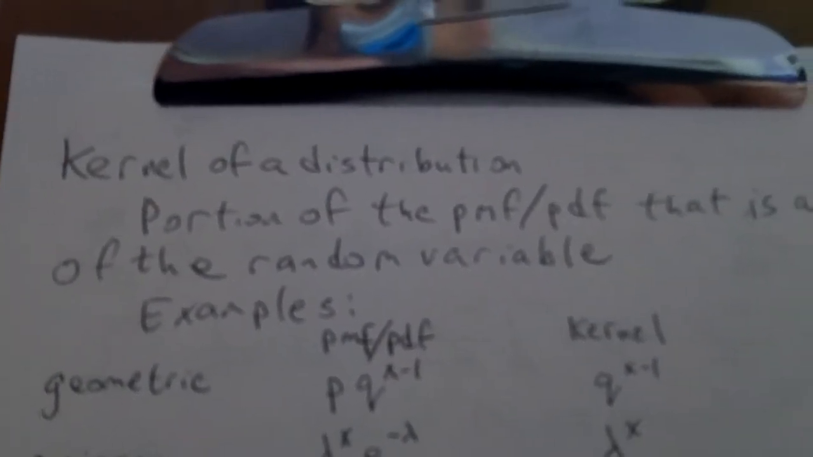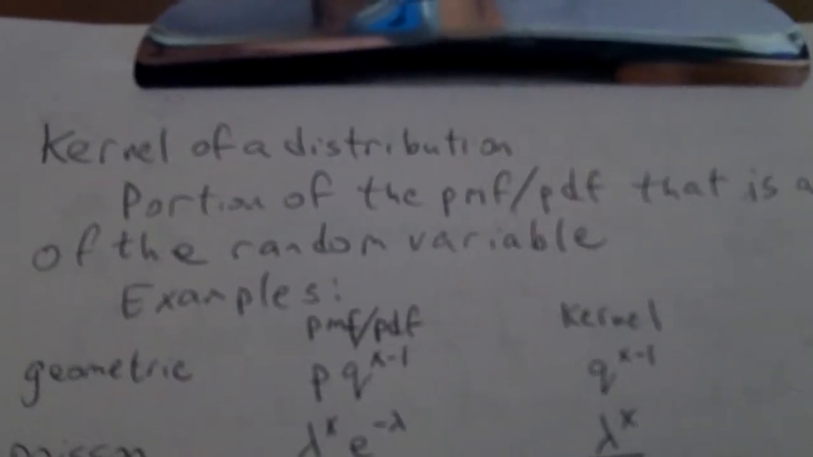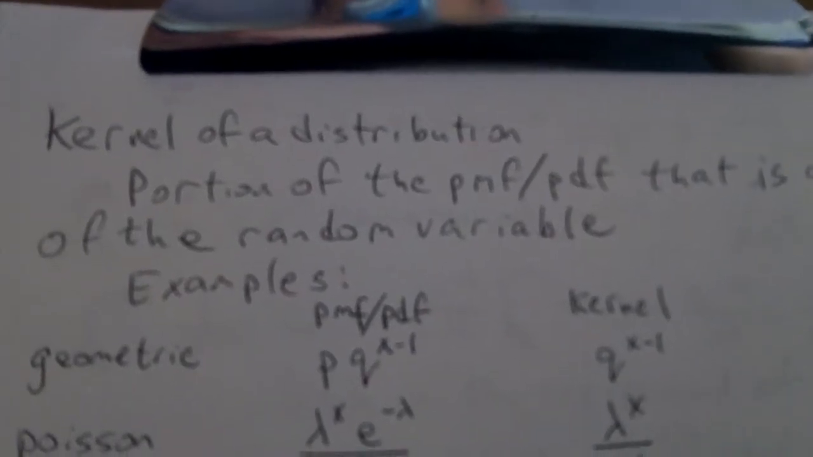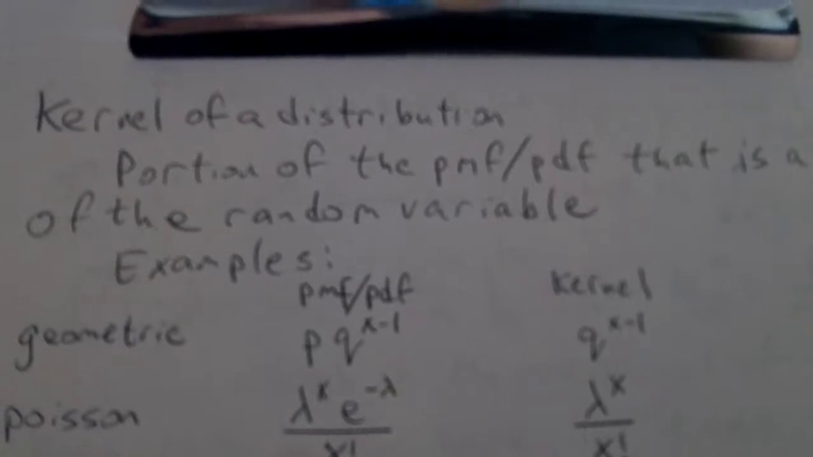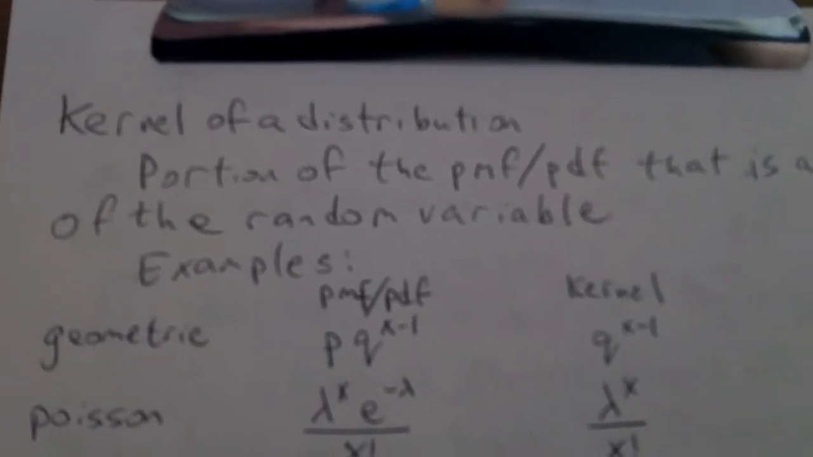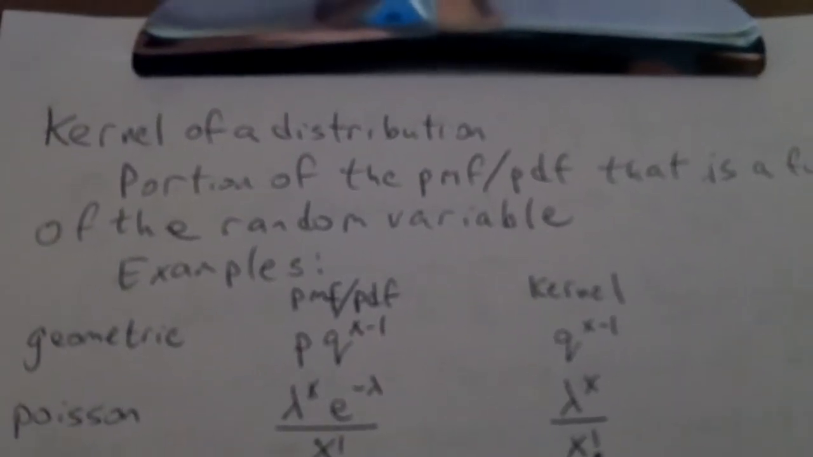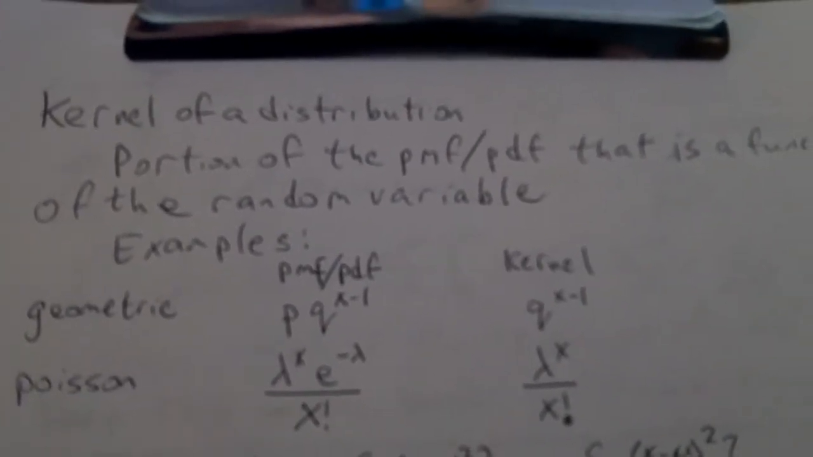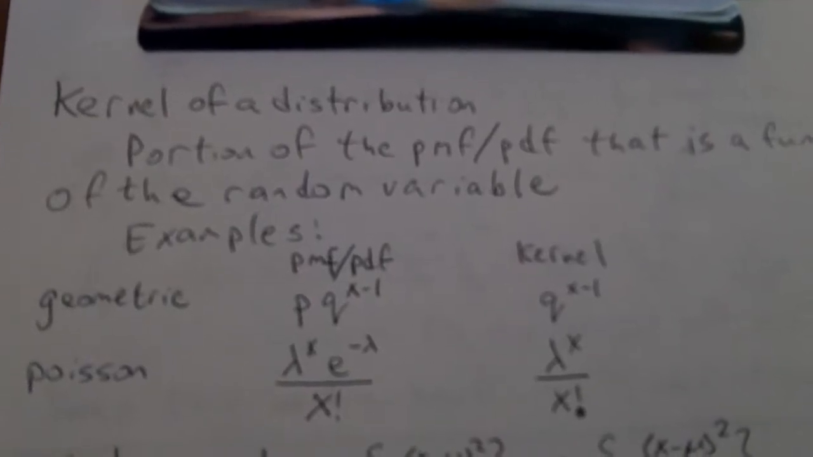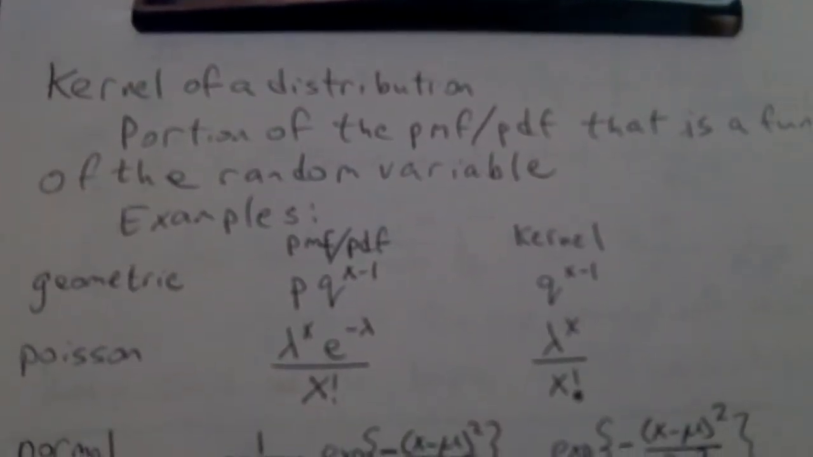Okay, hi folks. This is the first of the series of videos for probability and random variables for sections 4.6 and 4.7. Before we get into the specific distributions in those sections, first thing we need to talk about is the kernel, what's called the kernel of a distribution.